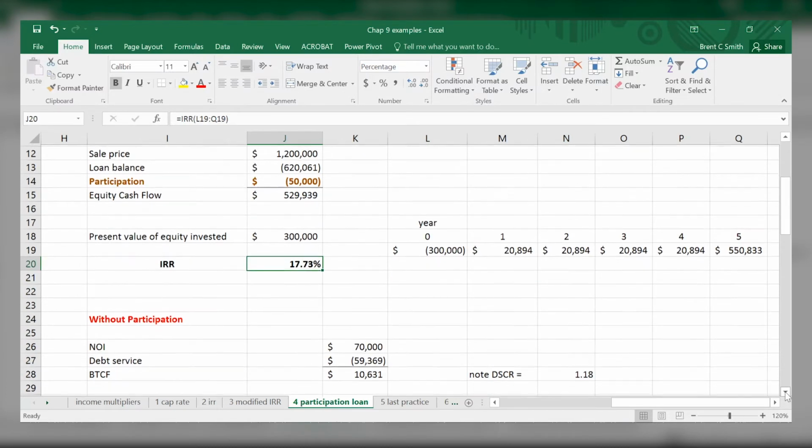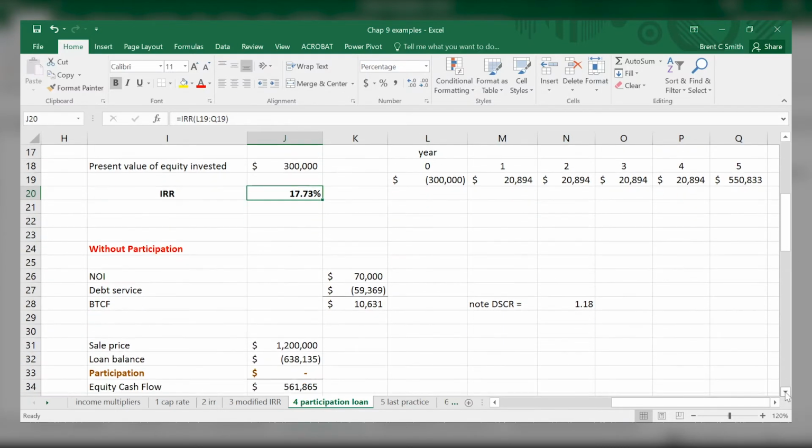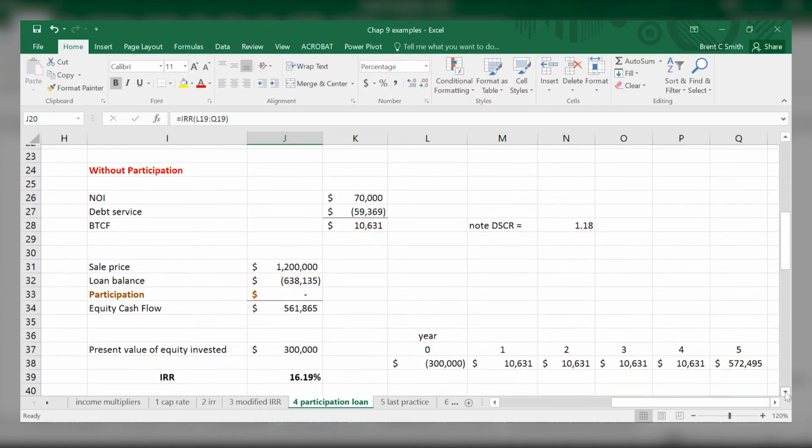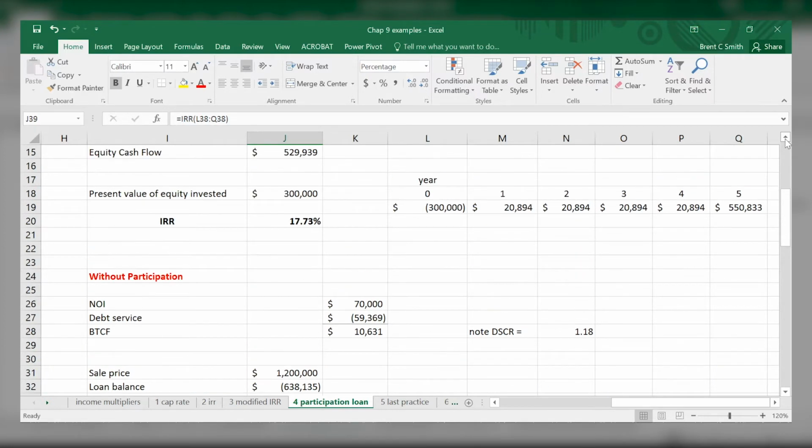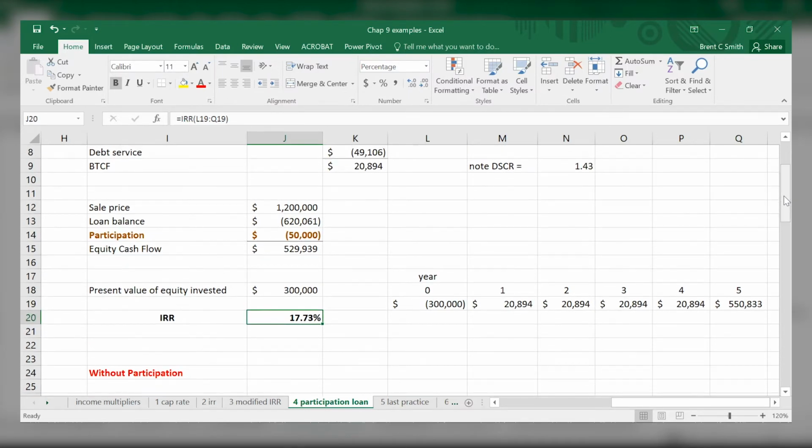As a reminder, the IRR without participation is 16.19%, somewhat lower. So in this case, from a borrower's perspective, it makes sense to take this option, largely because the reduction in the interest charge from 7 to 5% is significant, much larger than this $50,000 hit that we're going to take at the end of the deal by allowing the lender to participate in the resale proceeds.